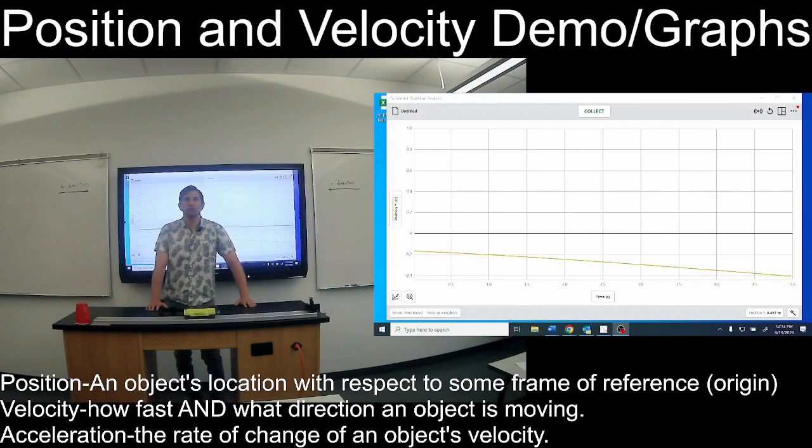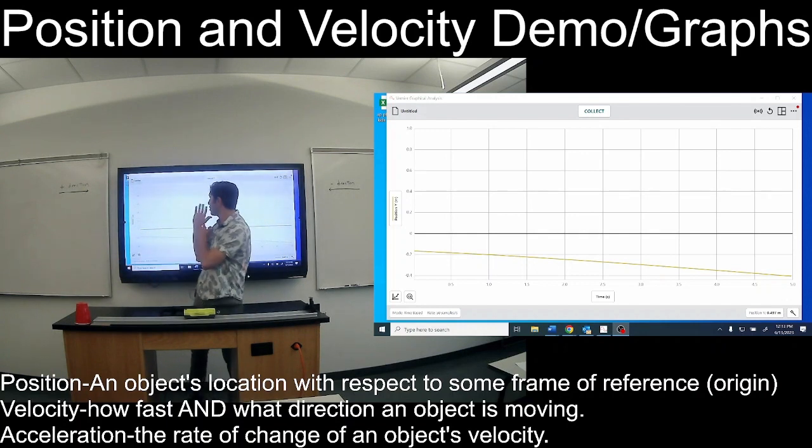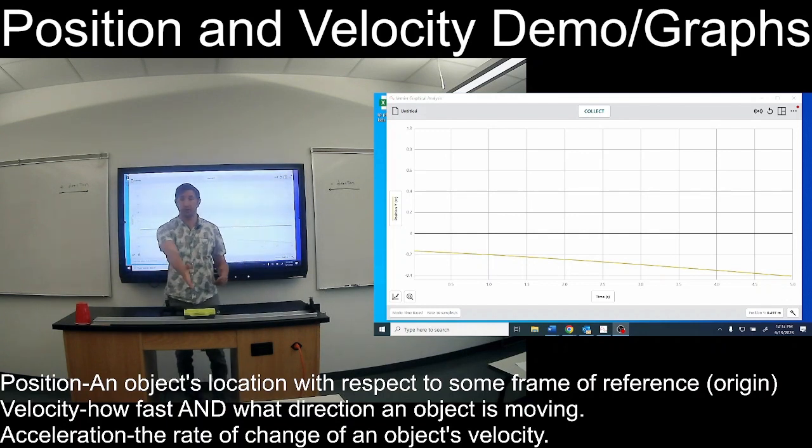Hi folks, so today we're going to talk about position and velocity and acceleration. So three key vocabulary terms when we're talking about kinematics. We're going to talk about what they mean, and we're going to try to demonstrate them with the use of the cart and the cup and the track here, and also with the use of a motion sensor that's connected to the cart.